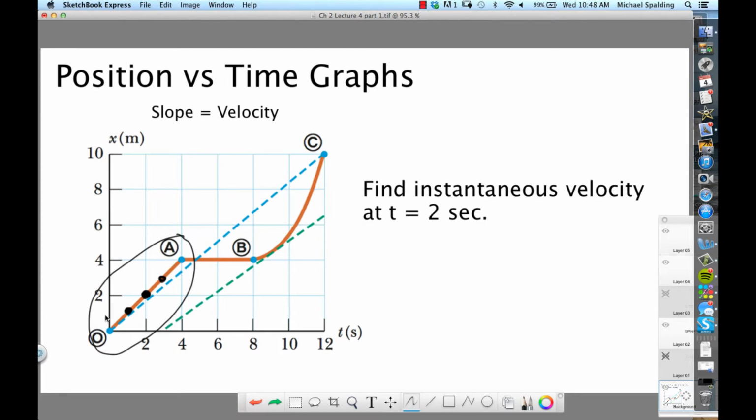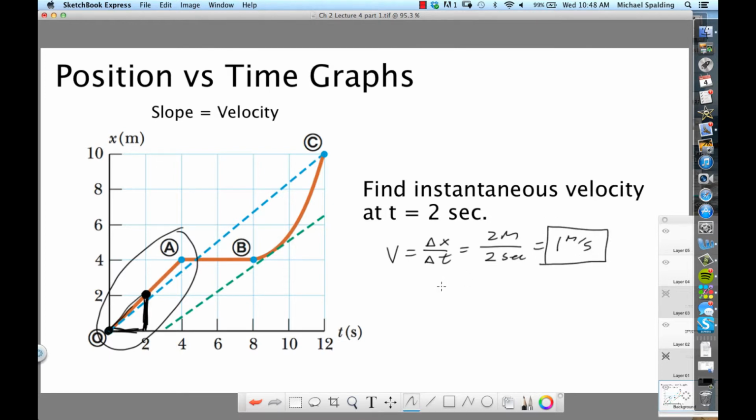So how do we go about finding the instantaneous velocity at t equals 2? We're going to take the slope of this line right there. Does it matter which 2 points we use to take the slope? Nope. If you're dealing with a straight line, you can use any 2 points you want. So let's use those 2 points. Rise over run. So the instantaneous velocity at t equals 2. What's this rise right here? 2, and the run is 2. So this gives 1 meter per second.